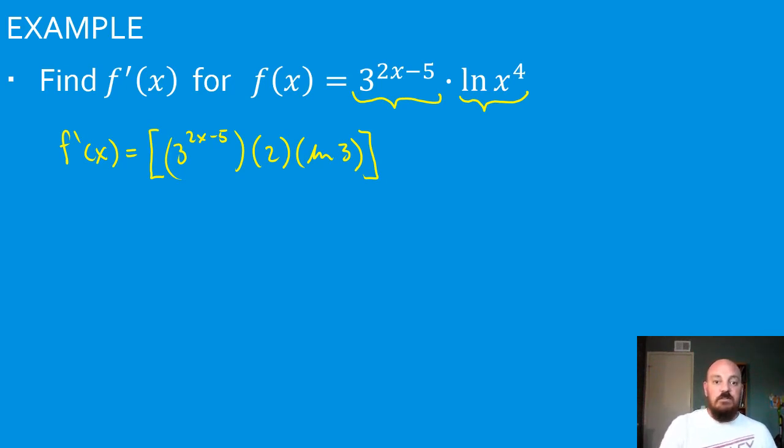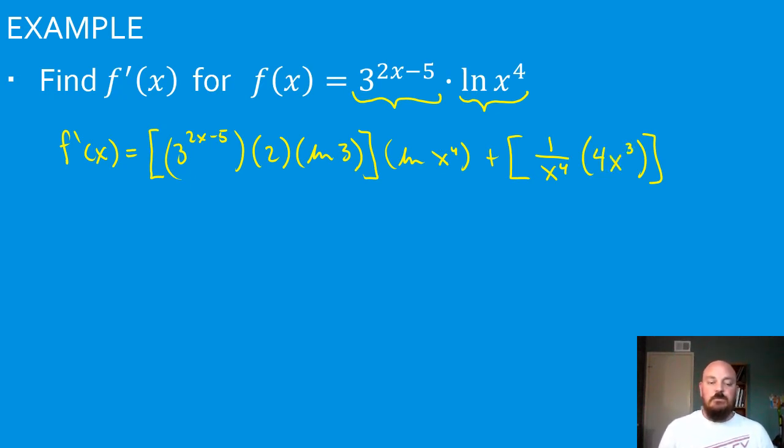Okay, so it's derivative of the first times the second, that would be natural log of x to the fourth, plus derivative of the second. So we're going to go back to what we learned in the last section about our natural log derivative. The natural log derivative is the one we sometimes call the reciprocal derivative. So it's going to start with 1 over x to the fourth, but then you multiply by the derivative of x to the fourth, that would be your chain rule. And that's going to be power rule. The derivative of x to the fourth, you multiply by 4, lower the exponent by 1, you get 4x cubed.